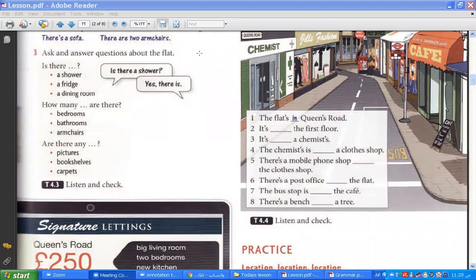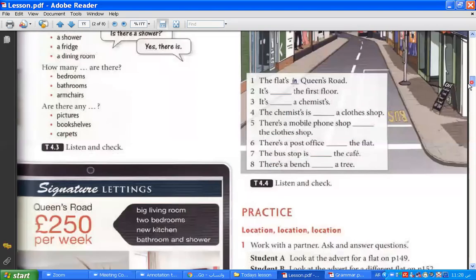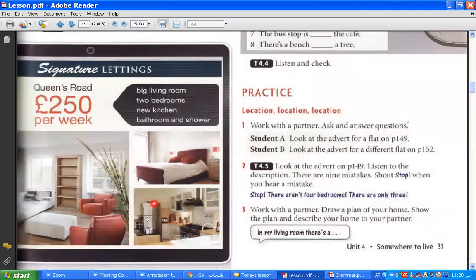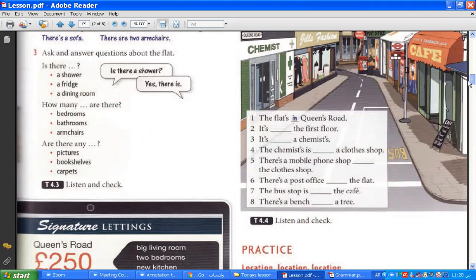Now, let me ask. Yes, Ibrahim, can you ask Silva about a fridge in this apartment? Is there a fridge? Silva, is there a fridge? Yes, there is. There is a fridge in the kitchen. Yes, thank you. And about dining room. Let's see. So who didn't answer until now? Silva, you answered, right? Sharifa and Shams, can you ask about a living room? Yes, Sharifa, ask.